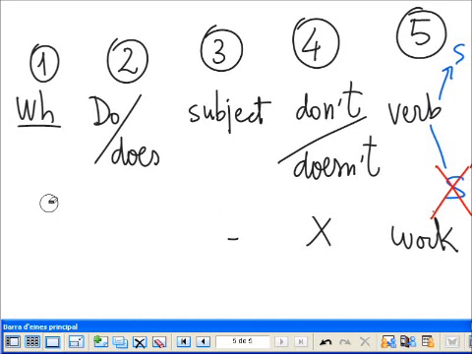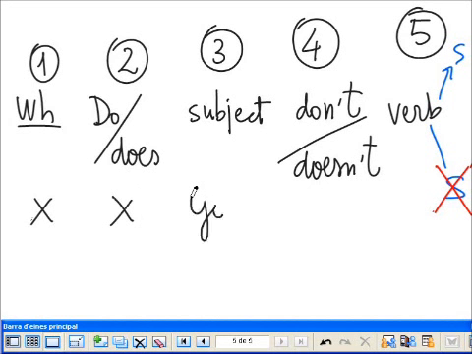Now, let's consider another example. Let's say that the sentence is not yo traballo, but the sentence is traballas. It's not a WH question. It's not a question. The subject is you. It's not a negative. And it's the verb work. You work. Tu traballas. O simplement traballas.